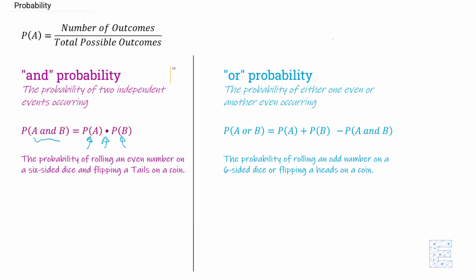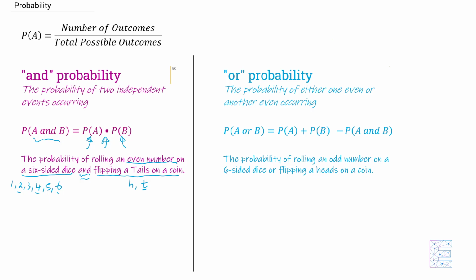So let's read it. The probability of rolling an even number on a six-sided die and, keyword, flipping a tails on a coin. So if you have a six-sided die, numbered 1 through 6, you can see that there are 3 even numbers. So we have 2, 4, and 6. Keeping in mind the formula for finding the probability, we know that we have 3 favorable out of a possible 6. And then on a coin, you have 2 sides. You either have heads or you have tails. So if you want tails, the favorable one is this one. So 1 out of 2.